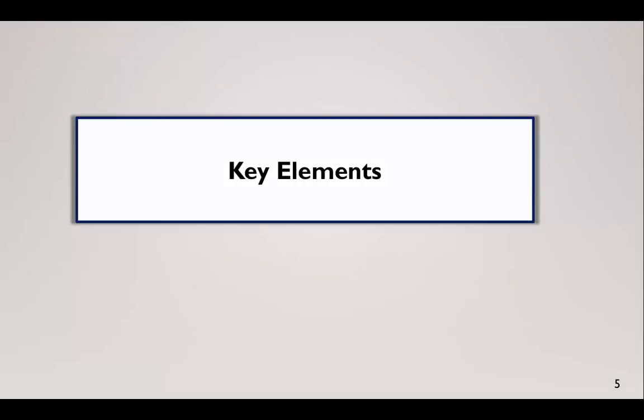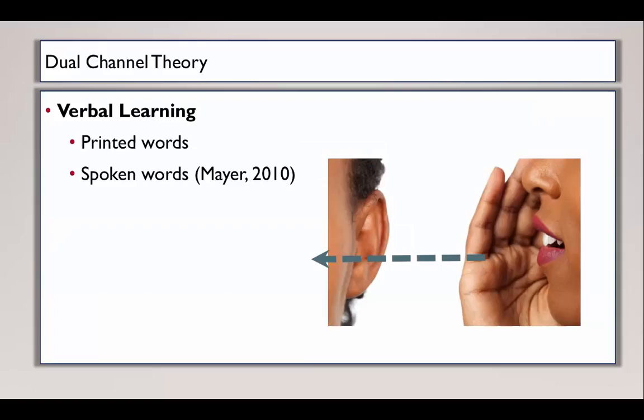Now I'm going to discuss the key elements of the cognitive theory of multimedia learning. The dual channel theory suggests two distinct channels in the human information processing system. One of these channels processes information presented in a visual or pictorial format, while the other processes information presented in an auditory or verbal format. Verbal learning involves learning from both printed words, such as the bullet points on this slide, or spoken words, such as the words you are hearing from me now.